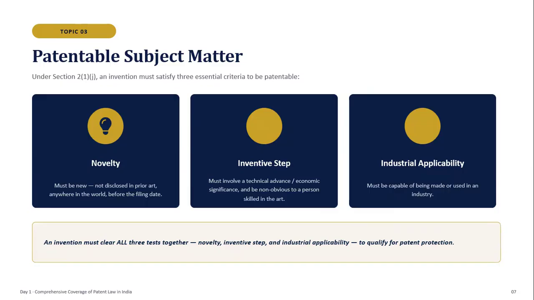The invention must involve a technical advance or economic significance and must not be obvious to a person skilled in the relevant field. The third criterion is industrial applicability. The invention must be capable of being made or used in an industry. Therefore, participants should remember a very important principle. Novelty, inventive step, and industrial applicability must be considered together. An invention must clear all three fundamental requirements to qualify for patent protection.